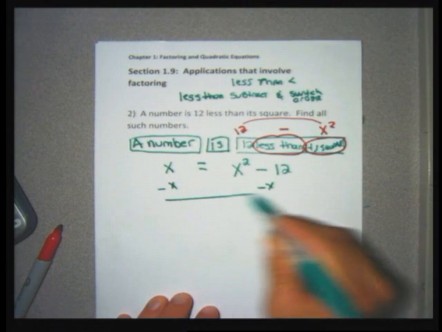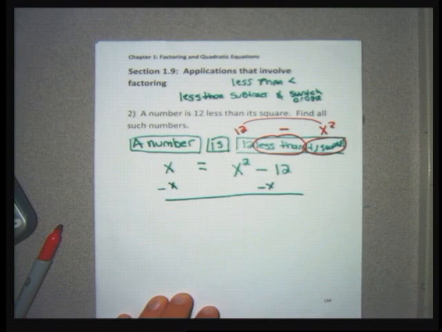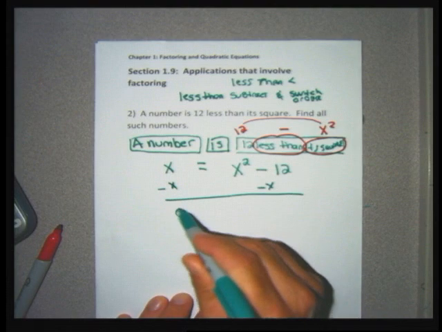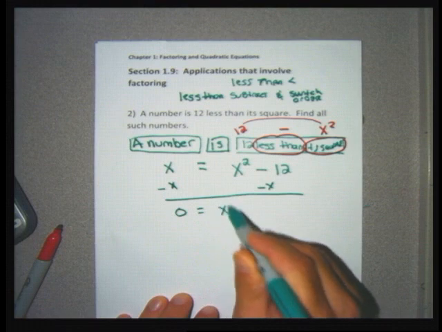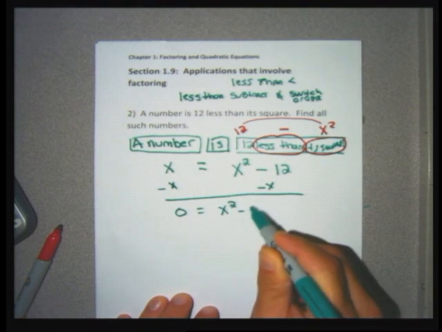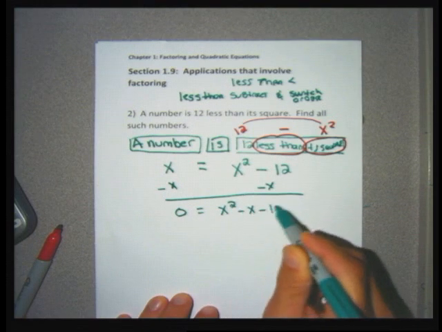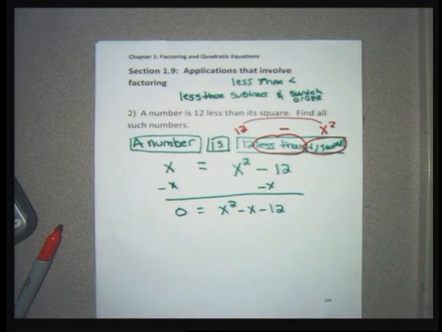But in most of the problems in this section, the equation I create is going to have an x squared, and when you have an equation with an x squared, the proper thing to do algebraically is set it equal to 0, and then factor, and then set the factors equal to 0. So I subtract x from both sides to get the 0.